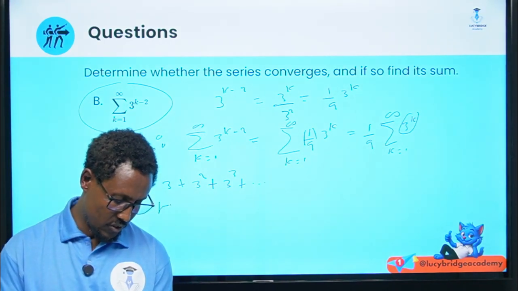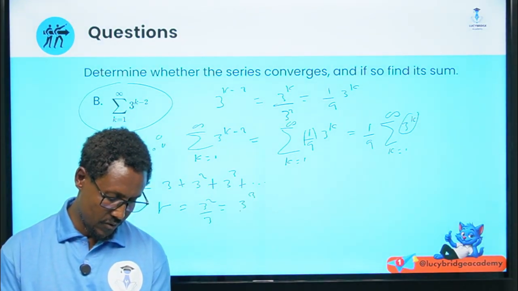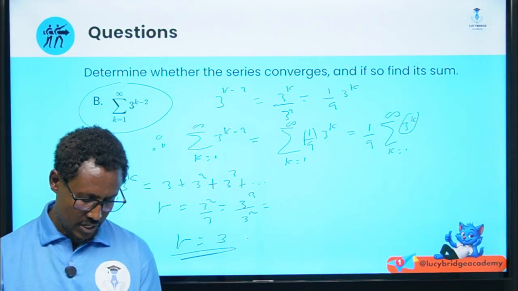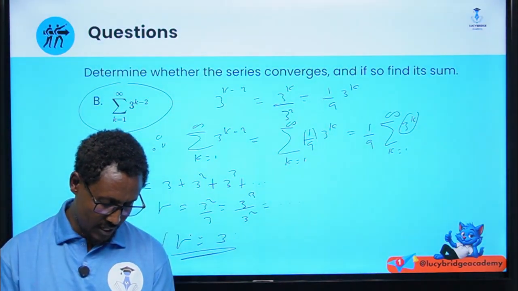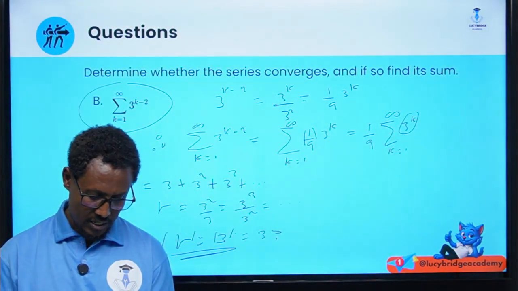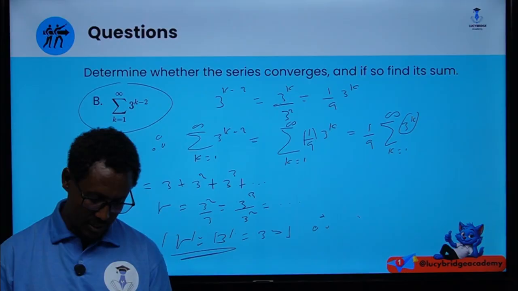The common ratio r is equal to 3 squared over 3, which is equal to 3 cubed over 3 squared. Yes, how much is it? It continues like this. So r is equal to 3. The common ratio r is equal to 3, which is greater than what? The absolute value of r, which is the absolute value of 3, which is 3, is greater than 1. Therefore, the sequence 3 to the power of k is divergent, not convergent. It is divergent.